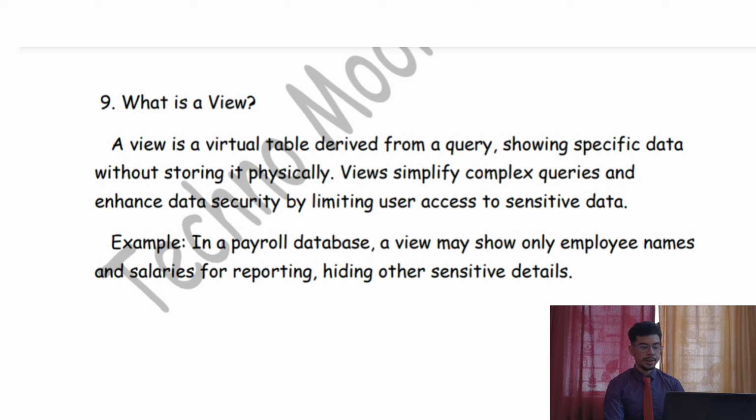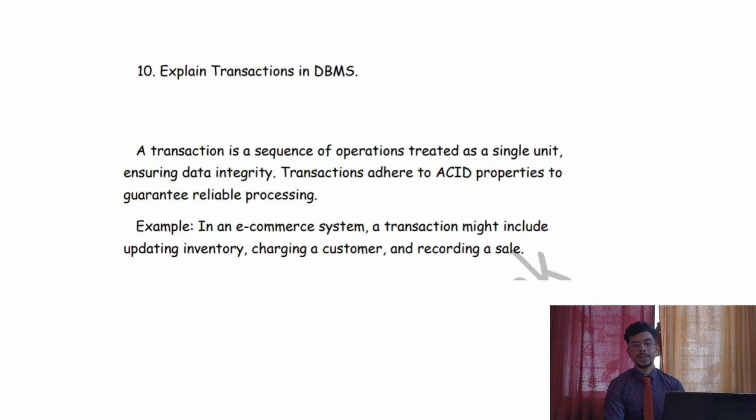What is a view? A view is a virtual table derived from a query showing specific data without storing it physically. Views simplify complex queries and enhance data security by limiting user access to sensitive data. For example, in a payroll database, a view may show only employee names and salaries for reporting, hiding other sensitive details.